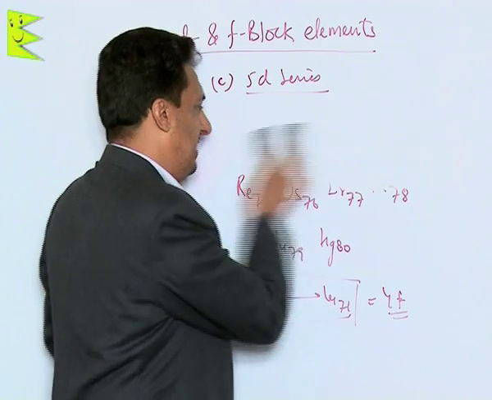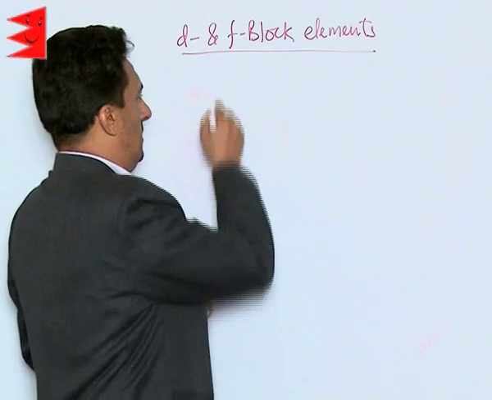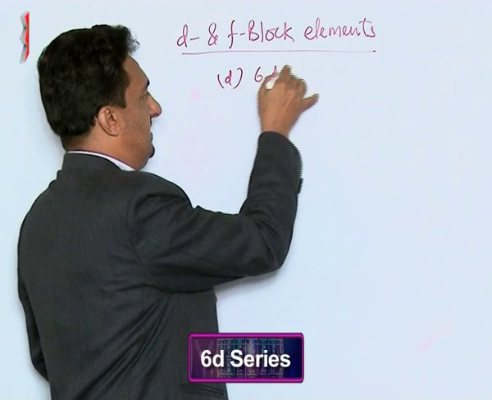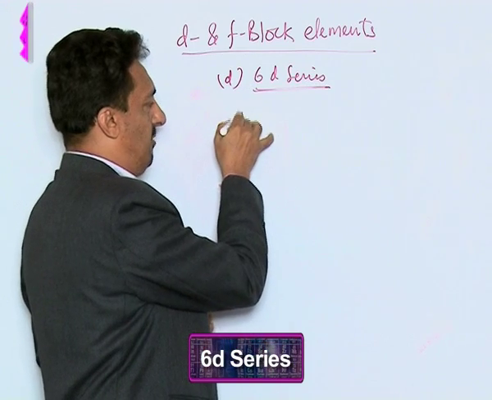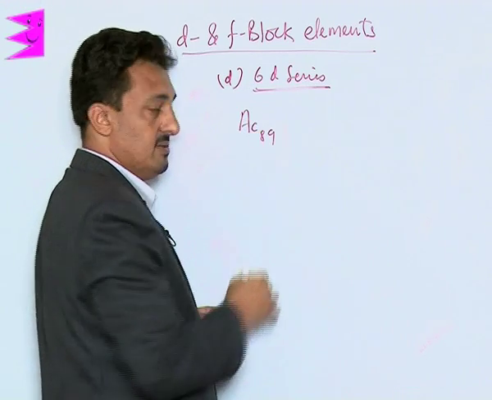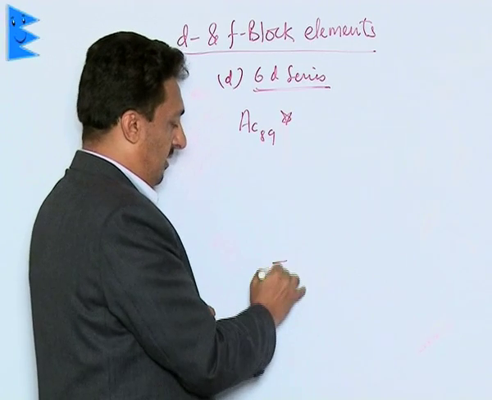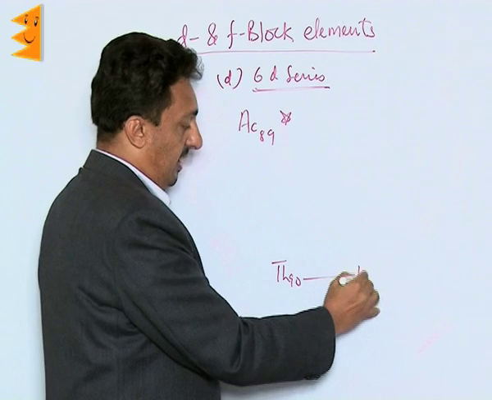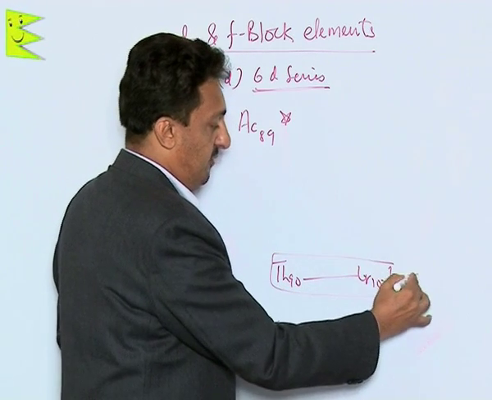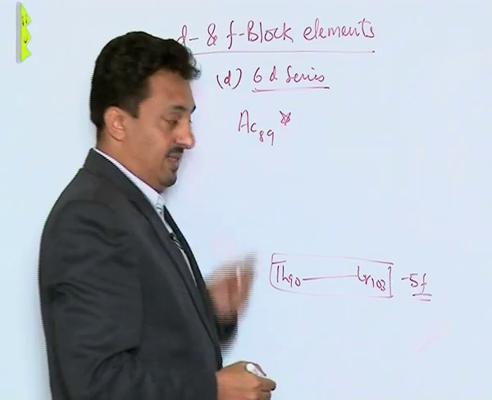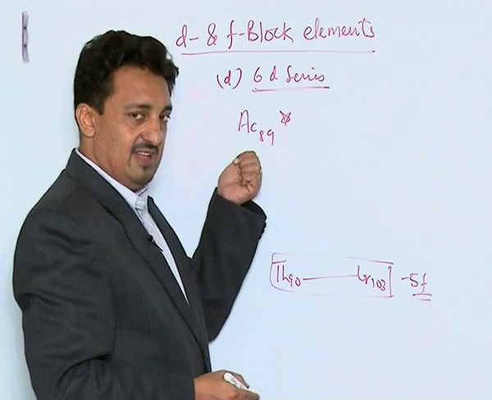We also have a 6D series. 6D series, that's an incomplete series. The series starts from, of course, actinium 89, but then we have a gap of 14 elements, from thorium 90 to lawrencium 103, where we have the 5F being progressively filled. That's why it's placed separately, and that's why these are called actinoids, because the series starts from actinium.